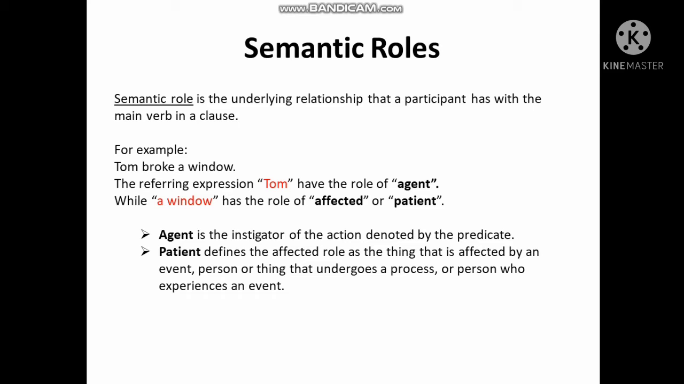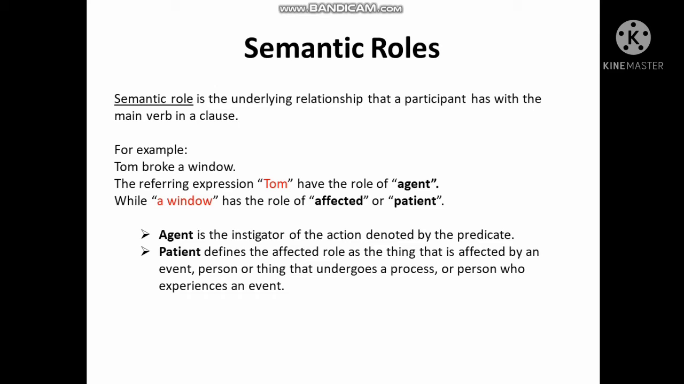I will continue the presentation and I will tell you about semantic rules. Semantic rule is the underlying relationship that a participant has with the main verb in a clause. Jadi, semantic rule di sini merupakan hubungan mendasar yang dimiliki partisipan dengan kata kerja utama dalam sebuah klausa.